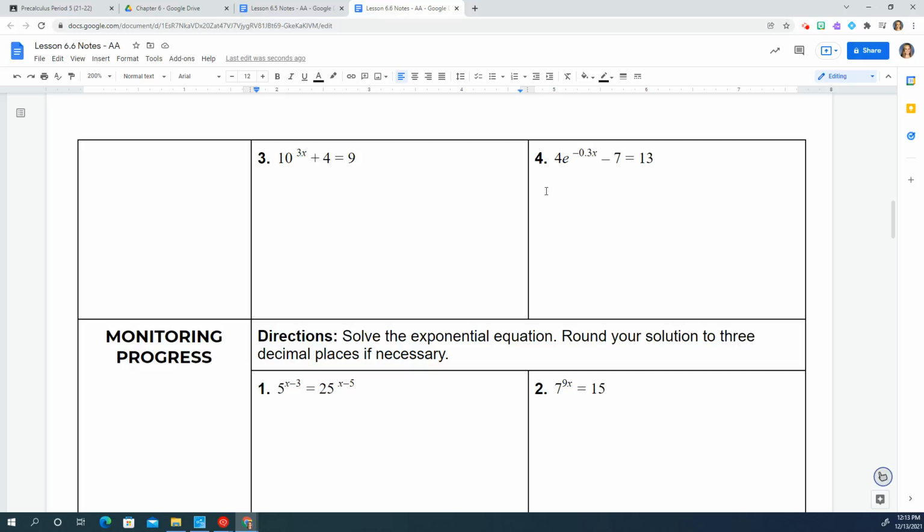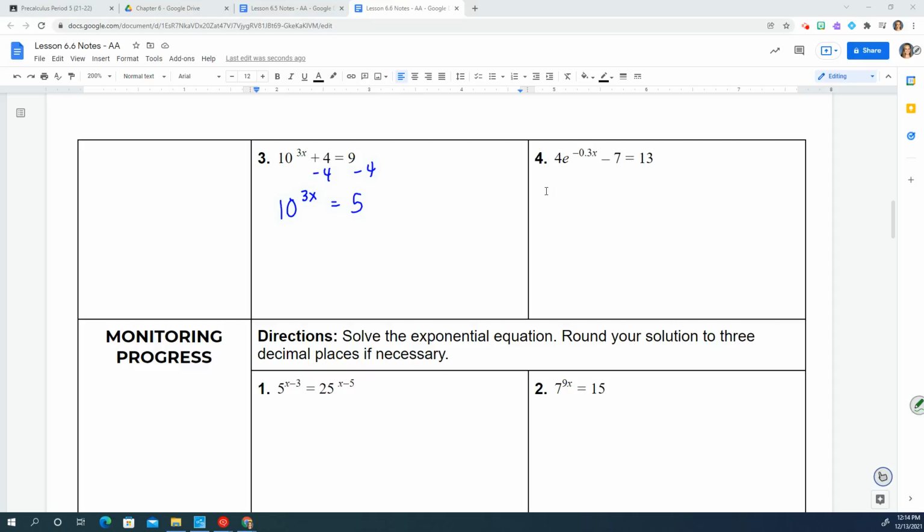So what feels like the easiest first layer to get rid of here? Yeah, get rid of that 4. It's exactly what I would do. Get rid of the 4. Then I have 10 to the 3x equals 5. Now be careful. This is 10 to the power of 3x, not 10 times 3x.